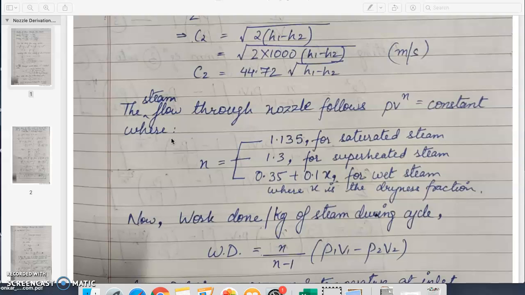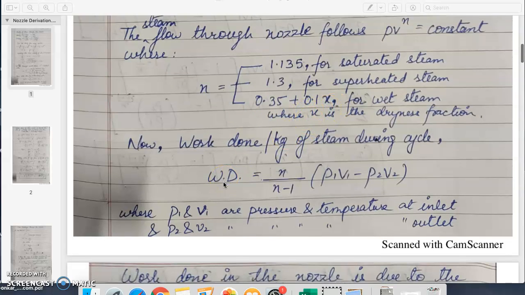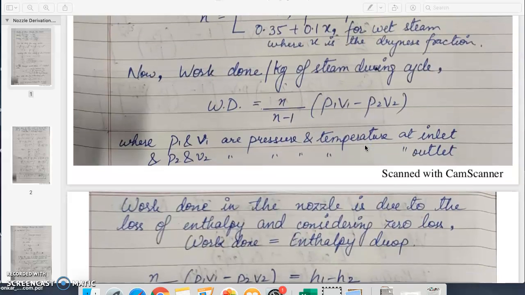So by experimental calculations, n has been found to be 1.135 for saturated, 1.3 for superheated, and for wet steam we can calculate it by using the dryness fraction x. Now, as we know, the work done during a polytropic process, with the formula PV to the power n is equal to constant, is given by work done is equal to n upon n minus 1 into P1 V1 minus P2 V2, where P1 and V1 are the pressure and volume at inlet, and P2 and V2 are the pressure and volume at outlet in the nozzle.